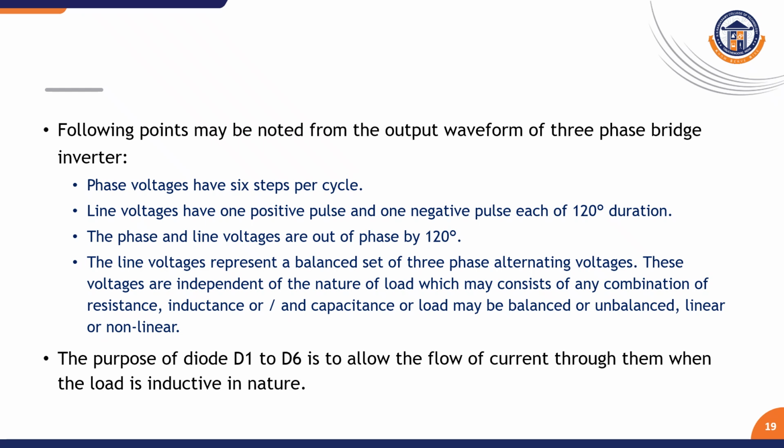So the points to remember in the working of the three-phase bridge inverter are: phase voltage has 6 steps per cycle. Line voltage has one positive pulse and one negative pulse for each 120 degree duration. The phase and line voltages are out of phase by 120 degree. And we can have balance in this line voltage. You can see these voltages are dependent on the nature of the load.